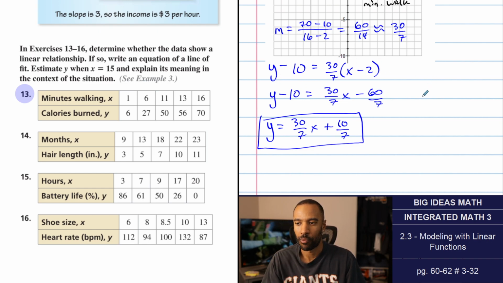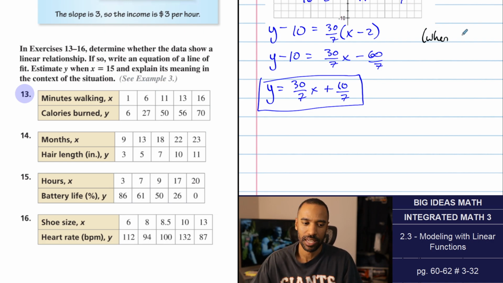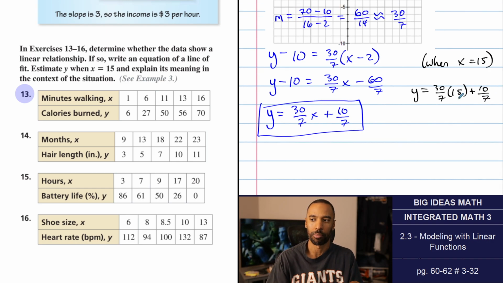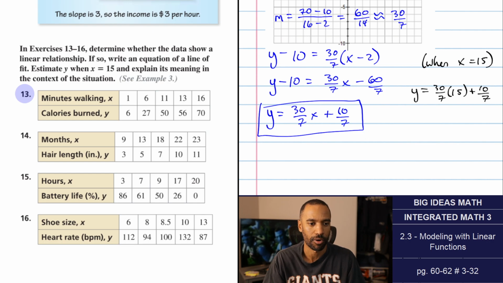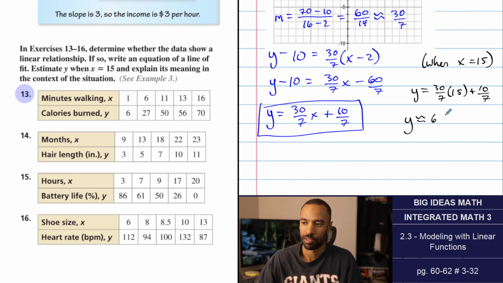They say estimate y when x equals 15. So when x equals 15, we have to do this 4 times. This is going to be pretty long. So we're going to say y equals 30/7 times 15 plus 10/7. And I'm going to use the calculator to approximate this one. I'm not going to keep it as a fraction anymore. So I just didn't want to round it early. 30/7 times 15 plus 10/7. For my chosen points, y is about 65.7.